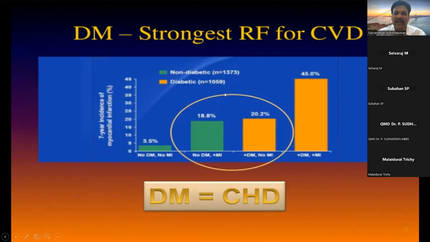Because the 19% and 20% are almost the same, we say diabetes is equal to coronary artery disease. Now you understand why. No diabetes with MI is 19% in 7 years. With diabetes and no previous MI, just diagnosed with diabetes, 7 years down the line, any diabetic patient, after 4 or 5 years, is likely to have coronary disease in future. So we have to understand diabetes is equal to coronary disease.